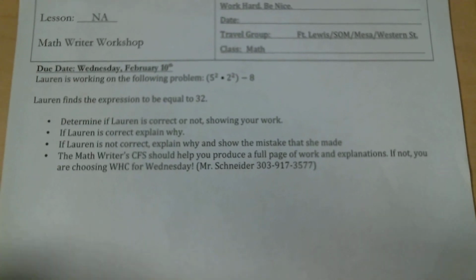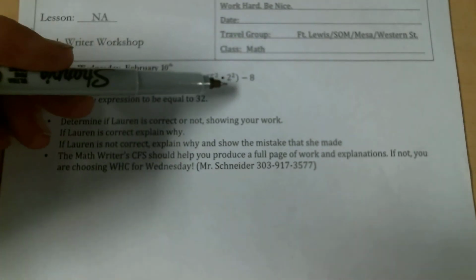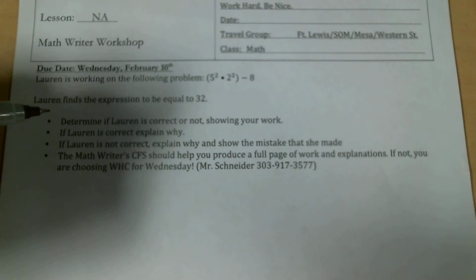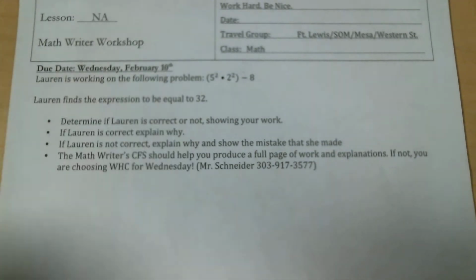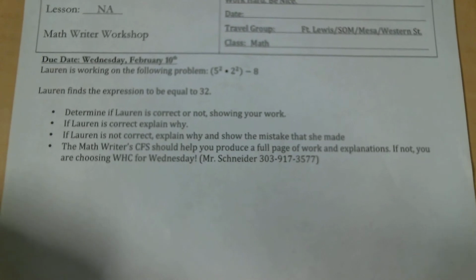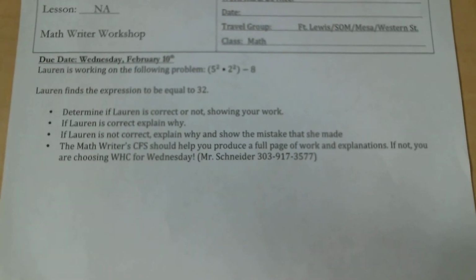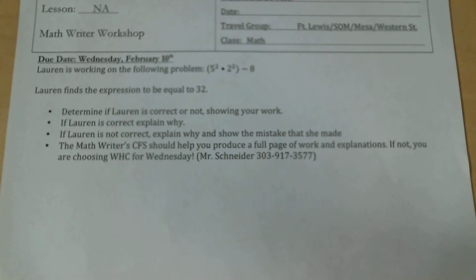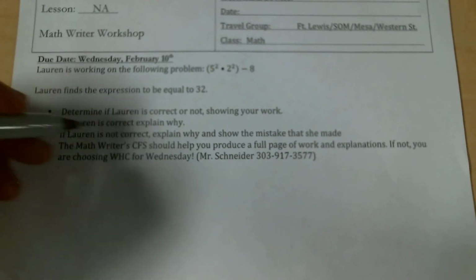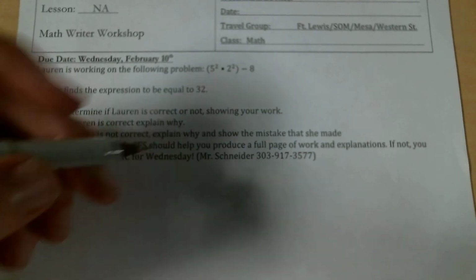It says Lauren is working on the following problem, which says 5 squared times 2 squared minus 8, and she finds the expression to be equal to 32. These dots right here give us the steps of what we need to do to make sure we're correct. So the first thing is to determine if Lauren is correct or not, showing your work. And then if she is correct, we're going to explain why. If she's not correct, we're going to explain why and show the mistake she made. So that's pretty important right there.